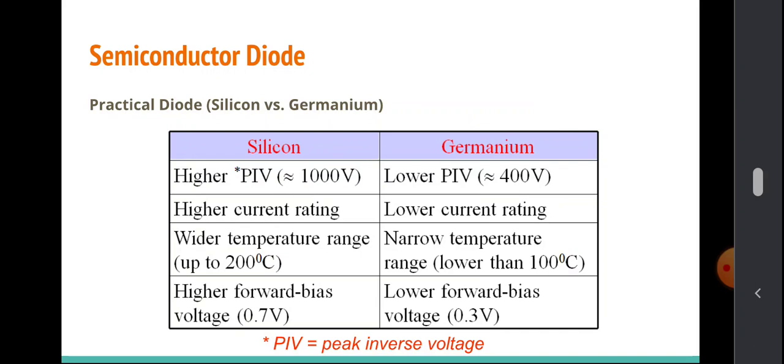And silicon has a wider temperature range, up to 200 degrees Celsius, and germanium a narrow temperature range, lower than 100 degrees Celsius. And the forward bias voltage of silicon is 0.7 volts, while germanium has a lower forward bias voltage of 0.3 volts. Okay. PIV means peak inverse voltage. So those are the differences between a germanium and a silicon diode.